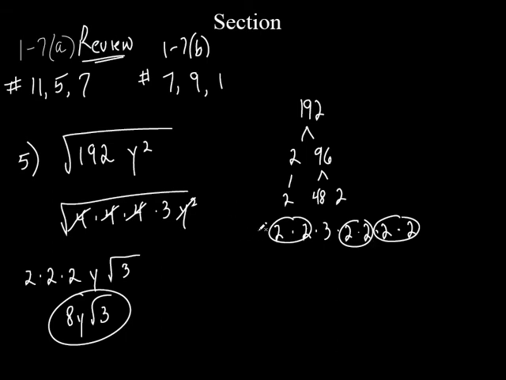And then why did I put 4s in here? Because I grouped these together. That 2 times 2 is a 4. That 2 times 2 is a 4. That 2 times 2 is a 4. Everybody see that? Or you could have done this.